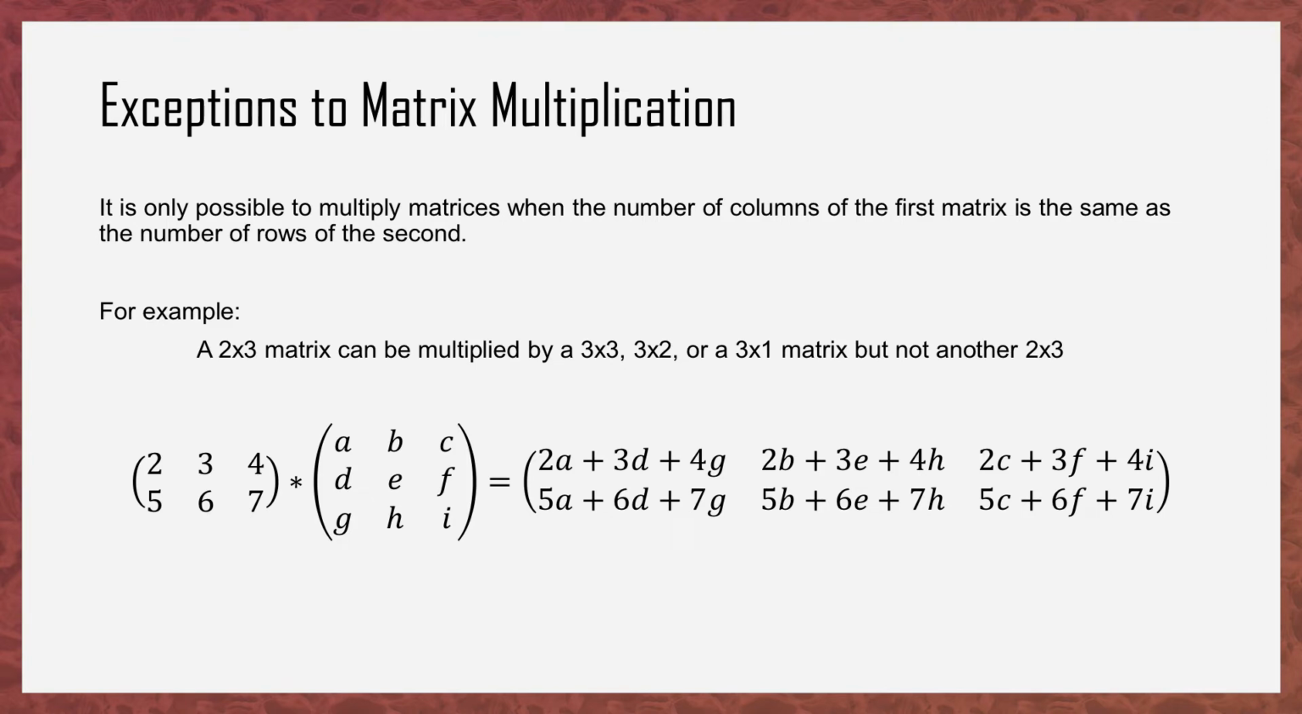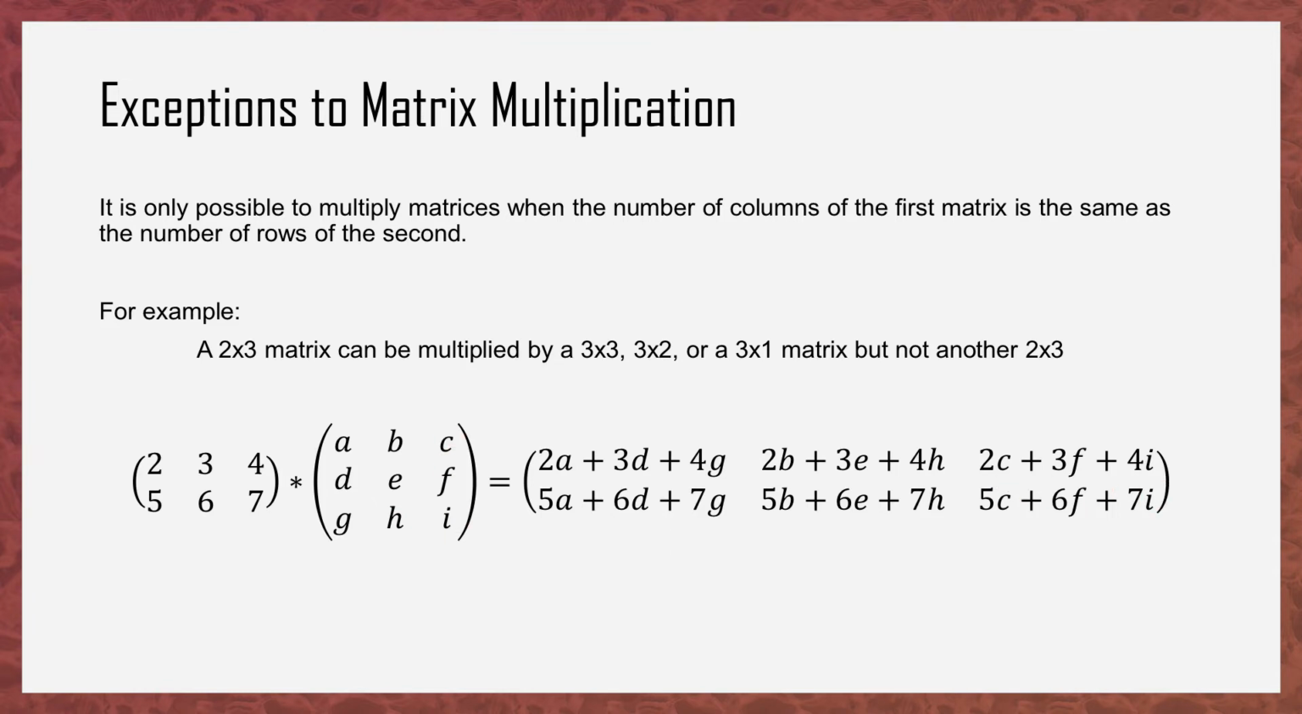So here, a 2 by 3 matrix can be multiplied by 3 by 3, because this row would go by this column, and this column. And then on the bottom, this row would be multiplied by this column, and this column. And that's how we get all of these answers. So 2, 3, and 4 can be multiplied by the first column, A, D, and G. 2, 3, and 4 can be multiplied by the second column, B, E, and H. And the top row can be multiplied by the third column, C, F, and I. And below that, 5, 6, 7 times this, 5, 6, 7 times this, and 5, 6, 7 times this for the last one. So that totally works out.